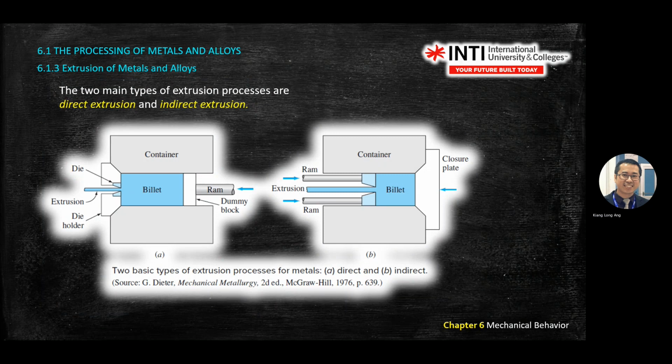So how do you decide whether you want to use direct or indirect? Most of the time, it's based on the factory floor space that you have. Right. So indirect, you will save some space compared to the direct case. Direct one, you need a long space there. Right.